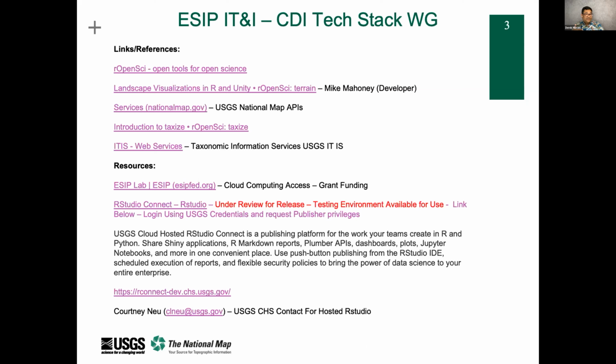With ESIP and USGS, there are opportunities for us to take advantage of some free or subsidized resources. There's ESIP Lab, which provides cloud computing access and grant funding. And there's our USGS CHS, which is a little bit more of a limited forum. So for USGS staff and affiliates, you can utilize the RStudio Connect environment, which has been provisioned by our cloud hosting services. The contact for USGS staff would be Courtney New. Next slide.